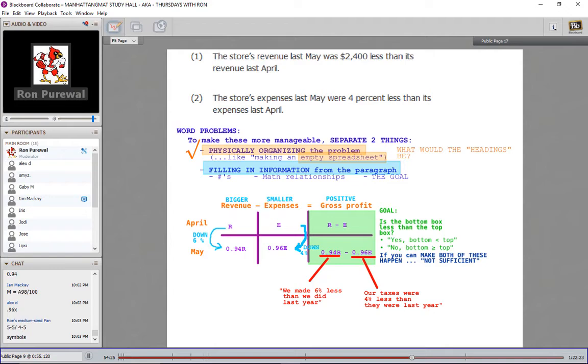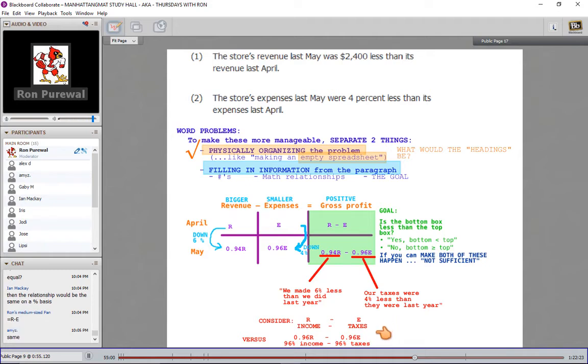Consider if you had revenue minus expenses, or income minus taxes, versus, what if it was like 0.96 R instead of 0.94? What if everything was 0.96? How's that going to turn out? Are these two going to equal each other?